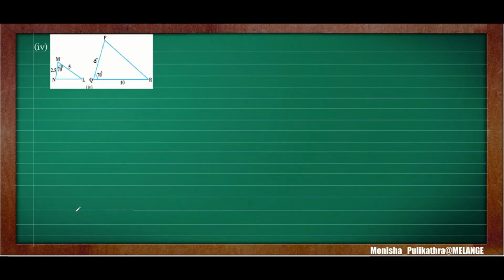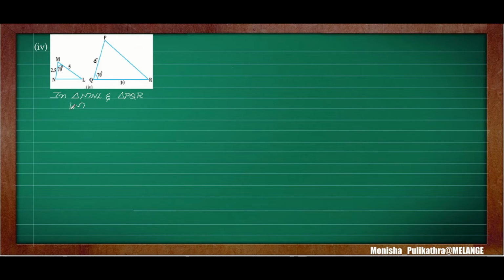Moving on to the fourth problem. In the fourth problem, triangle MNL and triangle PQR are given, where two angles are given and two corresponding sides are given. We have to compare these two triangles. In triangle MNL and triangle PQR.